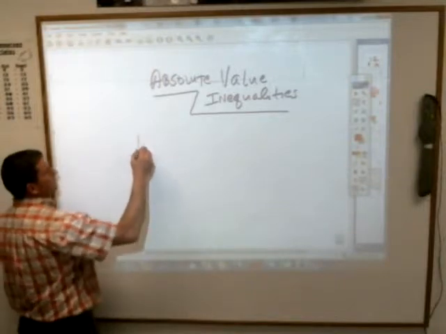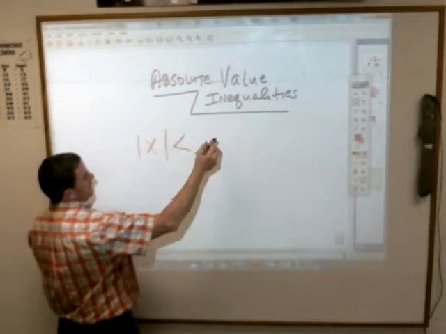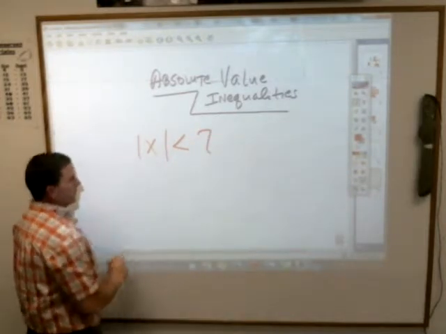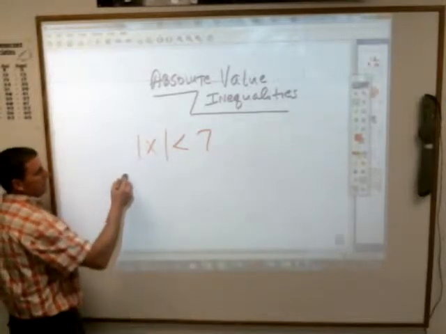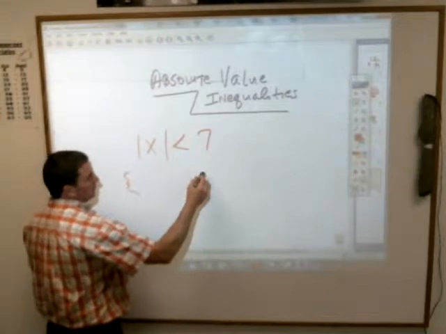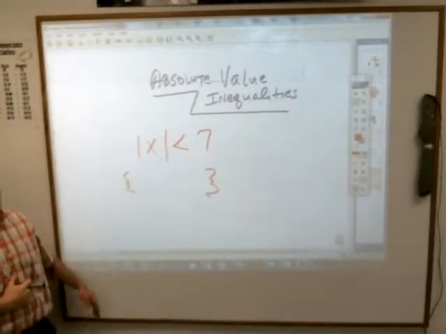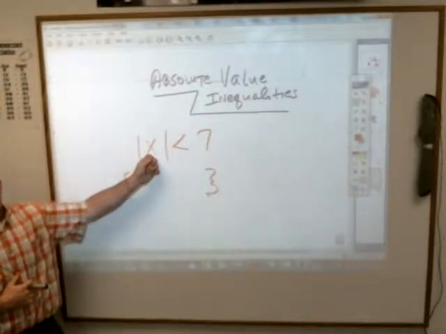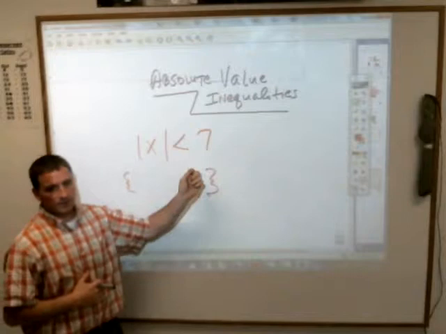Say that the absolute value of x is less than 7. Now before we solve this or talk about this, let's just look at a set of numbers that would be true. Think about what numbers you could put in for the letter x that, when you take the absolute value, would be less than 7.